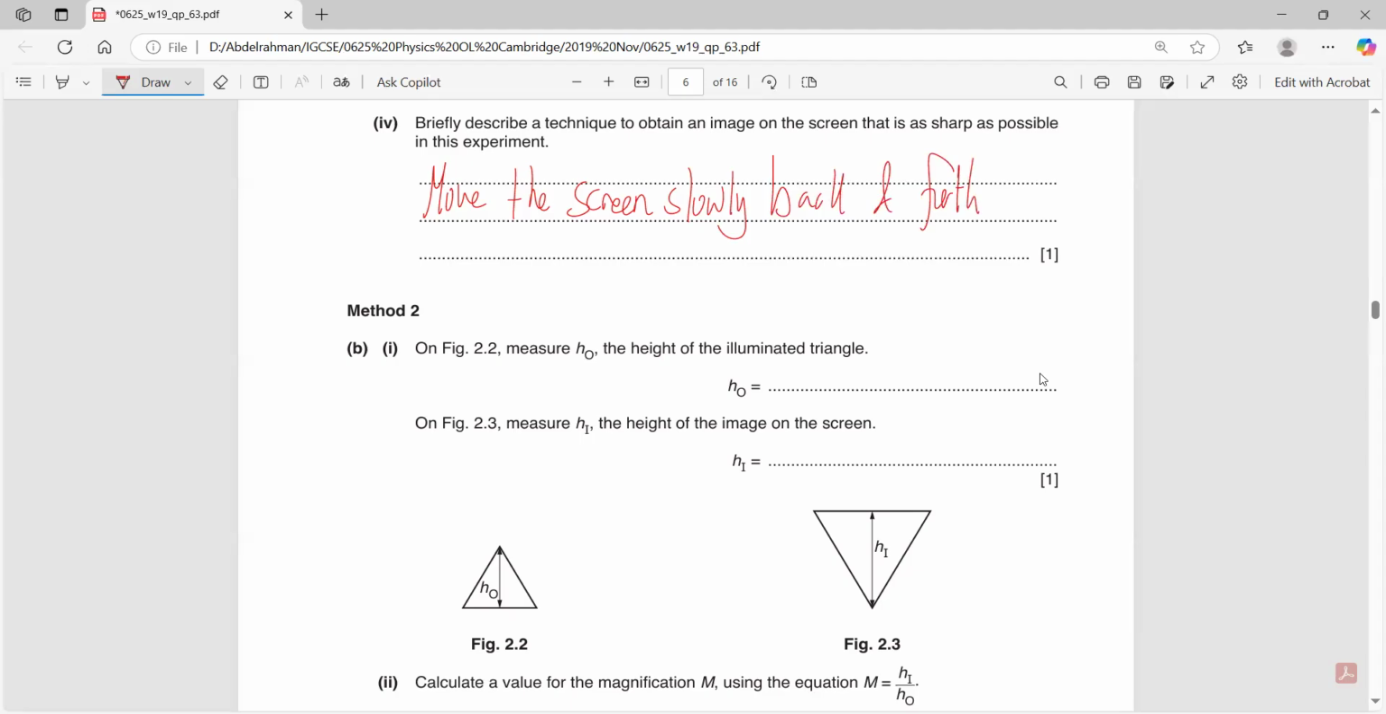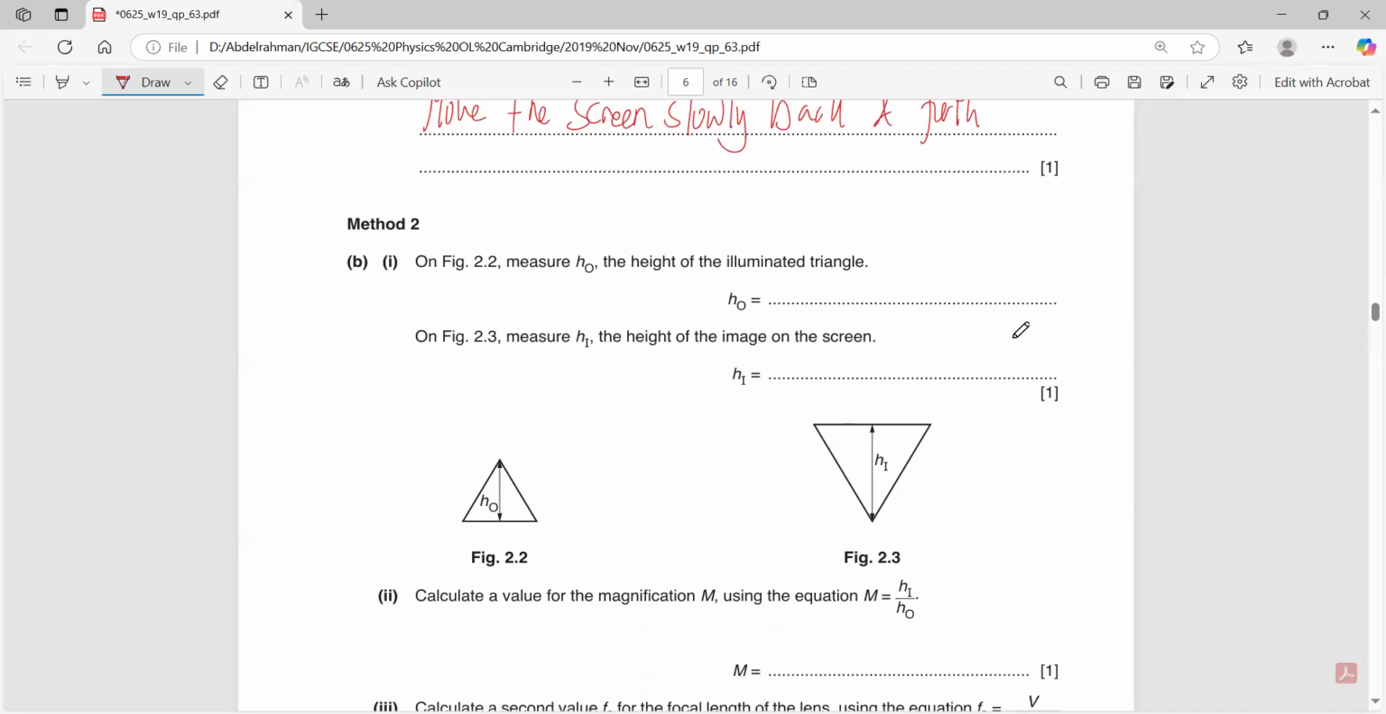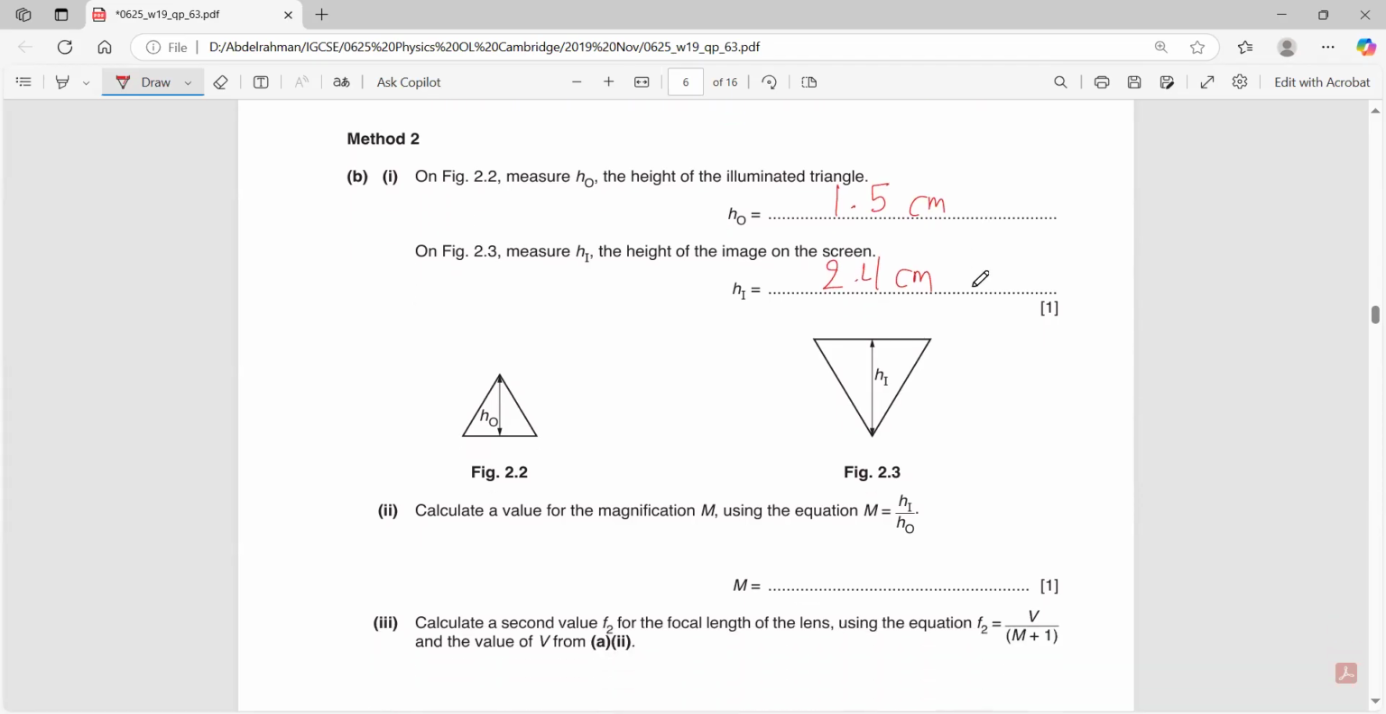On figure 2.2, measure the height h0 of the illuminated triangle and then the height of the image. Can I measure these? Yes, h0 would be 1.5 centimeters. If your reading is slightly less, it's okay. hi would be 2.4. Again, if your reading is slightly less, it is okay.